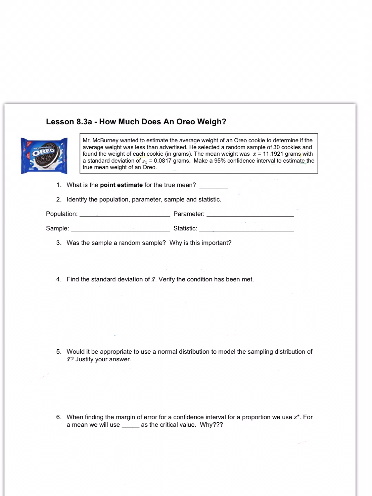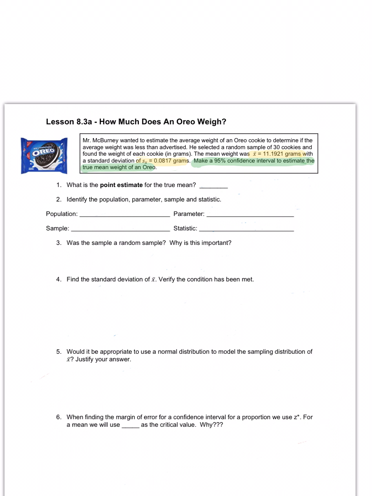grams. The mean weight is, you see it in there, X bar is 11.1921 grams. Standard deviation is 0.0817 grams. And then it says, let's make a 95% confidence interval to estimate the true mean weight of an Oreo. Because why not? Now, point estimate.